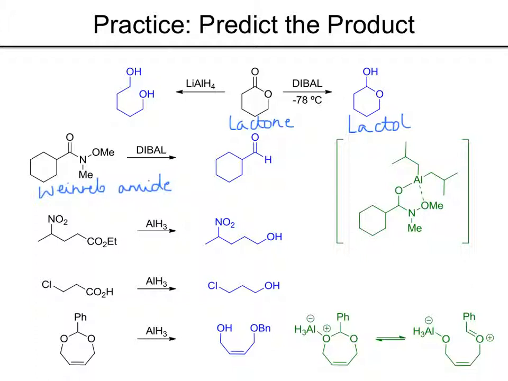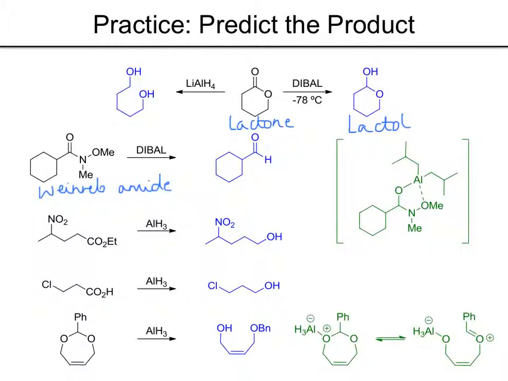With aluminum hydride, you can reduce this ester to the alcohol in the presence of a nitro group. You can also reduce a carboxylic acid to the alcohol in the presence of a chloride. And in the last case, you're reducing this acetal to this compound using aluminum hydride. The intermediate for this reaction is drawn here.